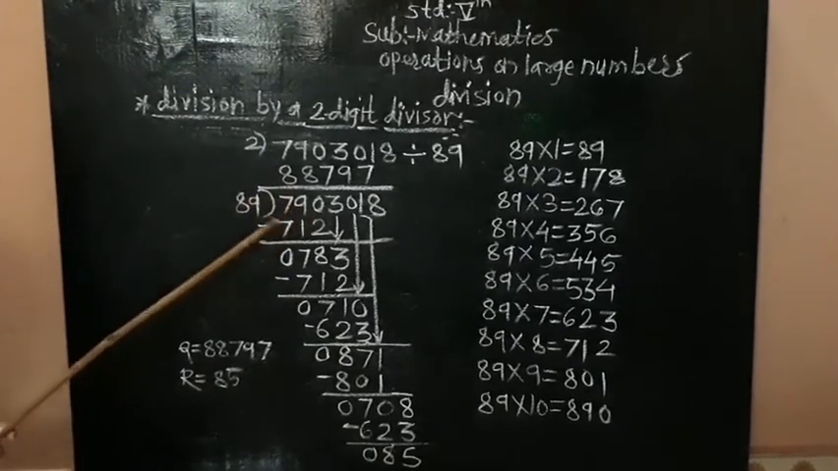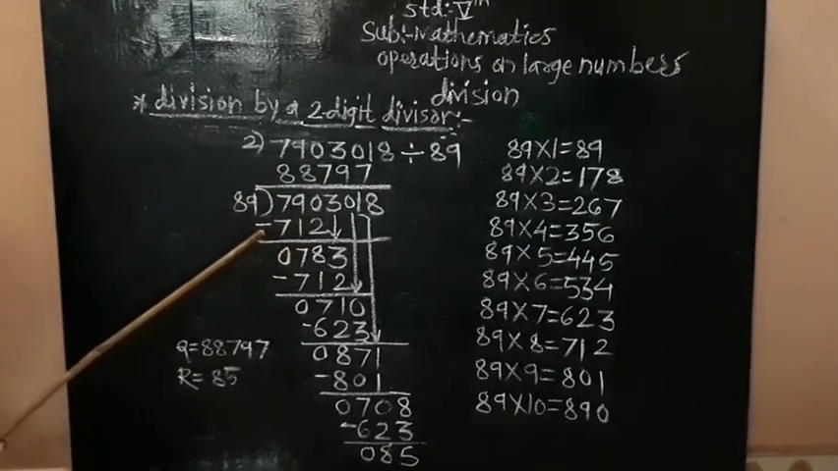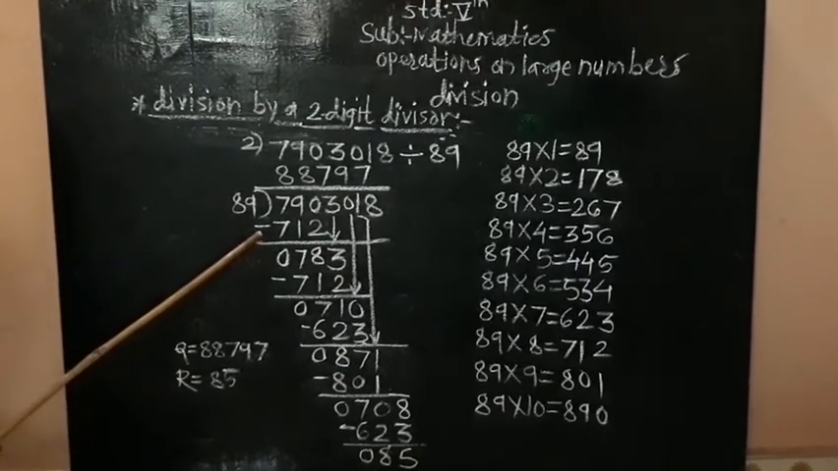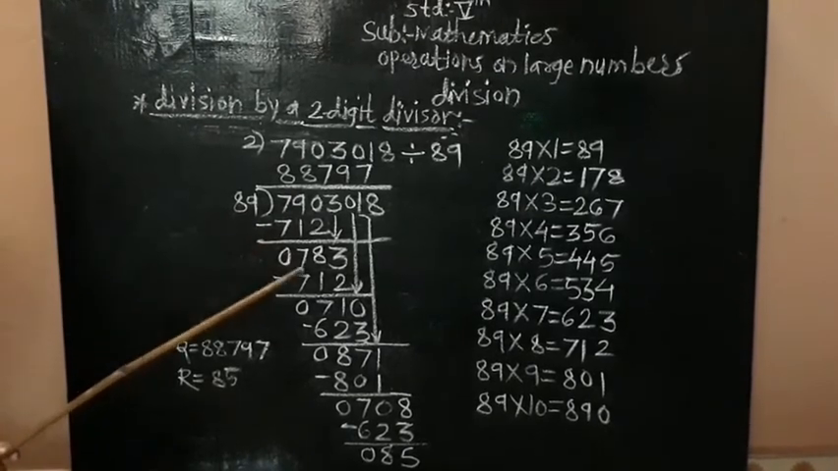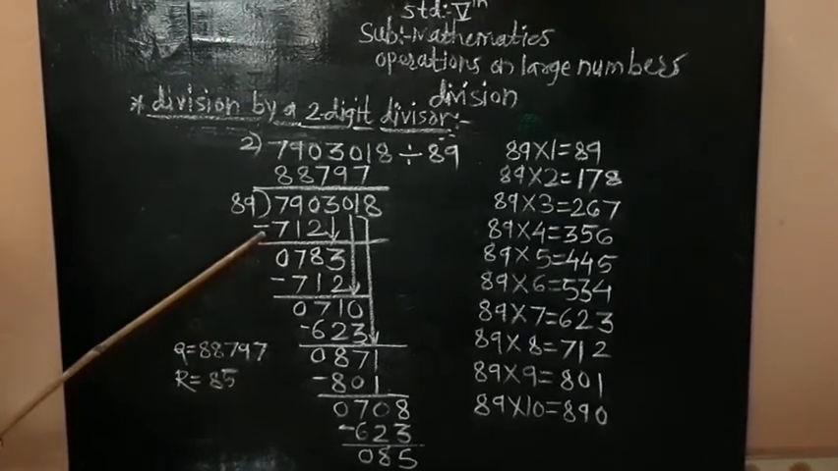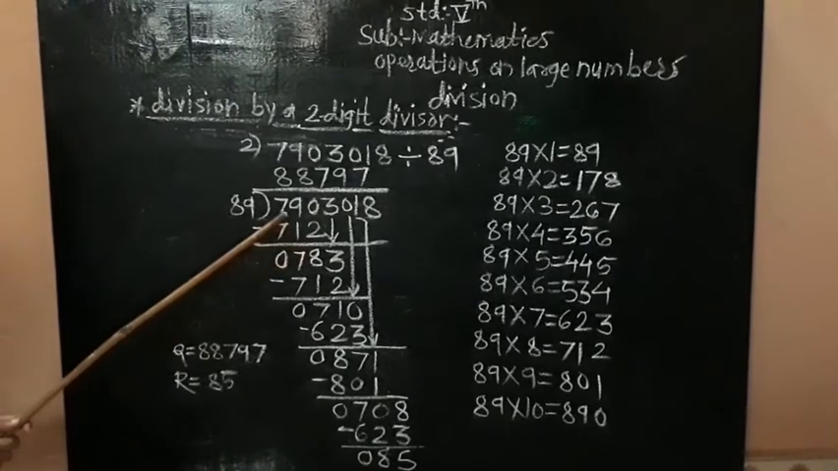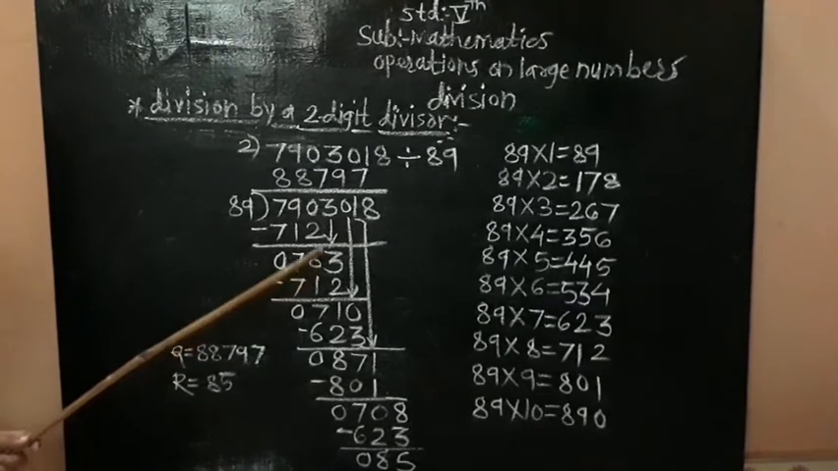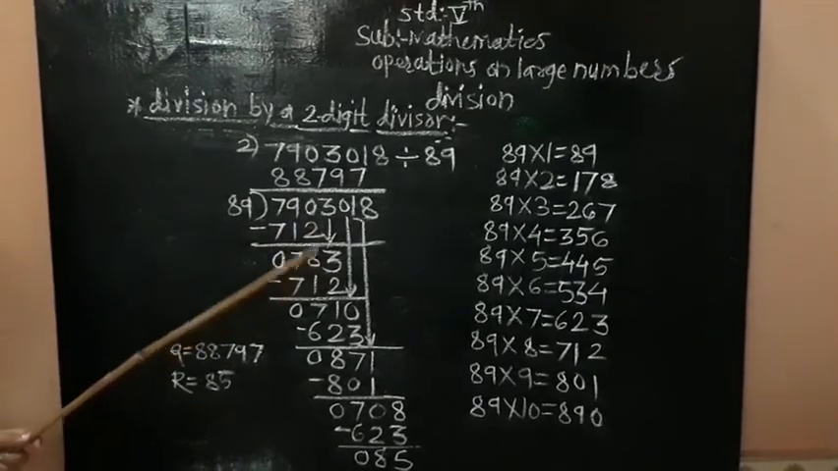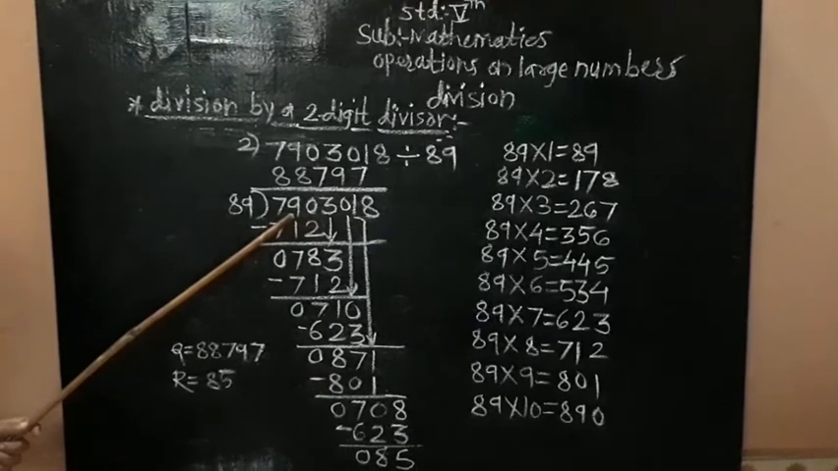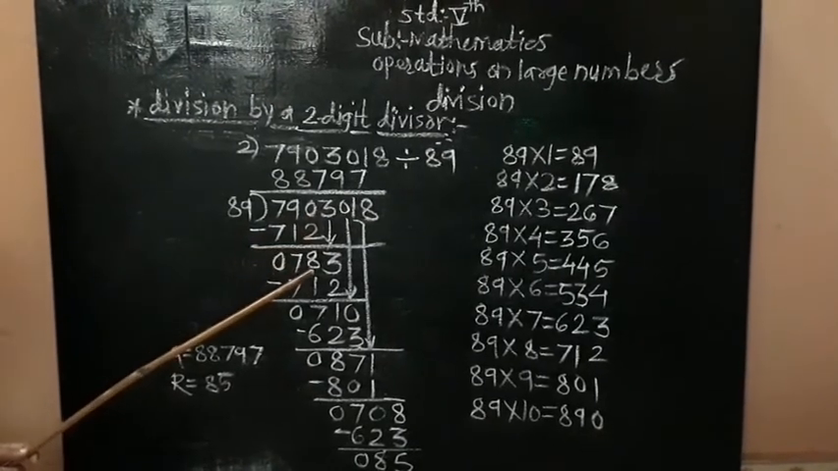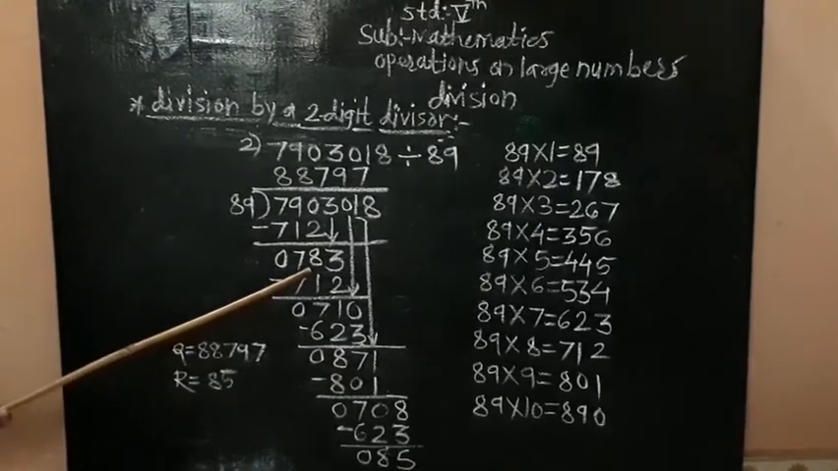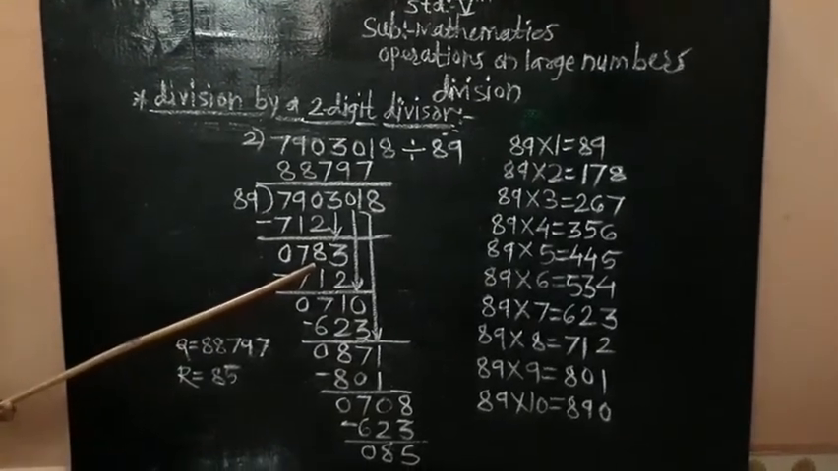So 790 minus 712. First I explain to you: division means repeated subtraction. So when I subtract 712 from 790, I get 78 as the remainder. You know that 10 minus 2 is equal to 8. 0 is here, so I borrowed 1 from 9. So 10 minus 2 is equal to 8, 8 minus 1 is equal to 7, and here 0. So the remainder here is 78.